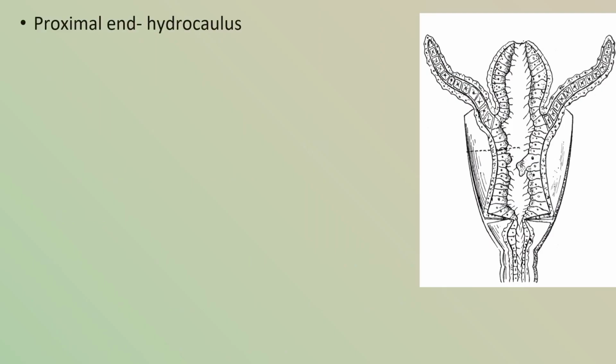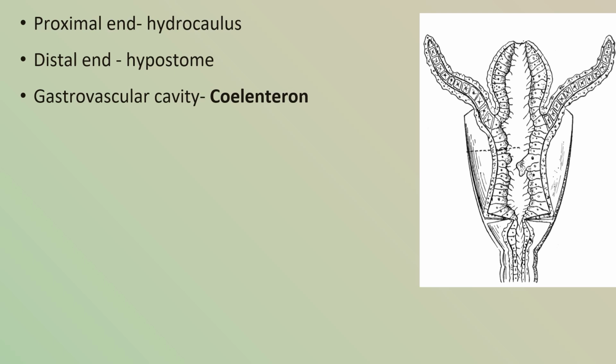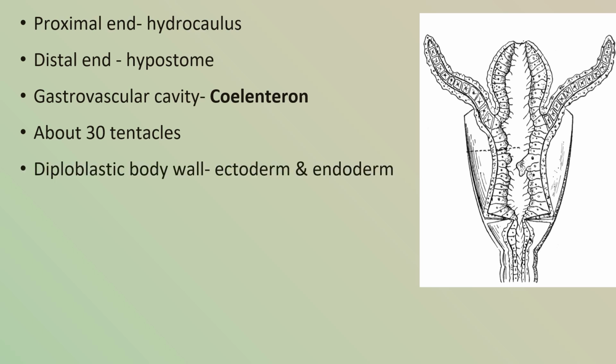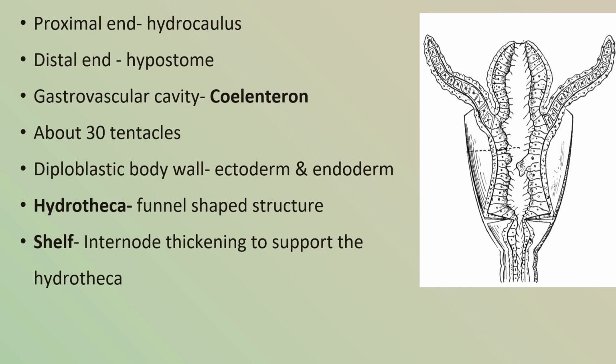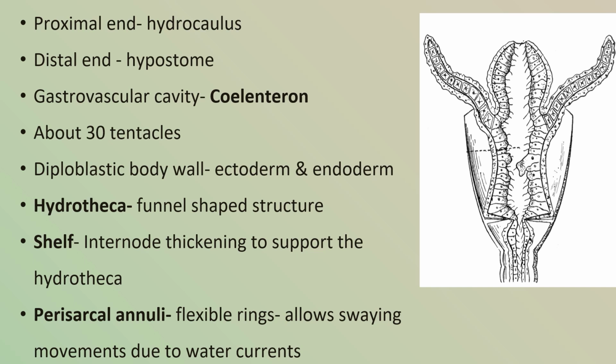The proximal end of the polyp is known as hydrocaulus and the distal end is known as hypostome. They have a gastrovascular cavity, hence the name coelenteron. The polyp has about 30 tentacles. They have a diploblastic body wall which is divided into ectoderm and endoderm. A hydrotheca, a funnel-shaped structure, provides support to the polyp. An internode called shelf is present to support the hydrotheca. Perisarcal annuli are flexible rings which allow swaying movements due to water current.